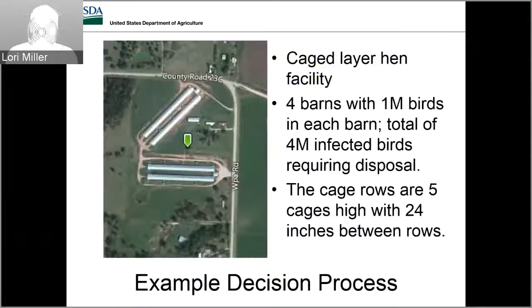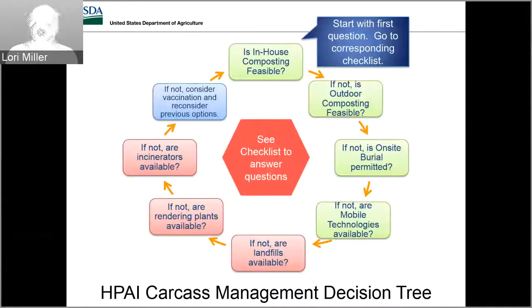So we can look at an example of this to see how it would be used. Let's say we have a caged layer hen facility with 4 barns with 1 million birds in each barn. So you've got 4 million infected birds that need disposal. And it has cages inside. The rows are 5 cages high with only 2 feet between the rows. So let's go to the decision loop.